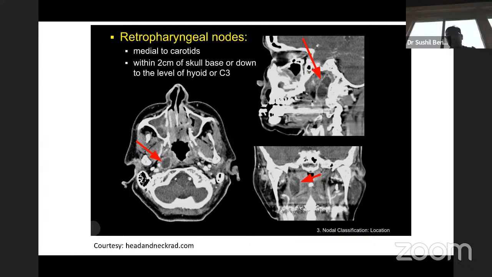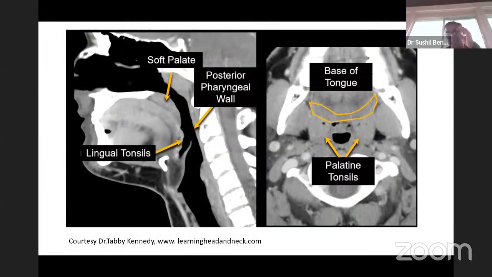So the lateral retropharyngeal node is included for oropharyngeal cancer, but the medial you can skip, and by avoiding the medial retropharyngeal node, you can decrease the constrictor muscle dose, which can decrease the risk of swallowing dysfunction. And again, the retropharyngeal level goes from almost up to the skull base to the level of the hyoid or C3. Normally you don't see a prominent retropharyngeal node, but in this case, to make it visible, it has been identified. This anatomy was already shown.